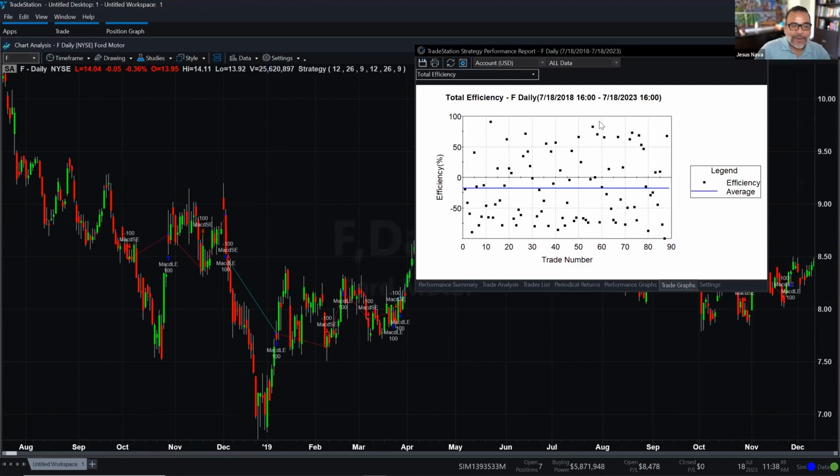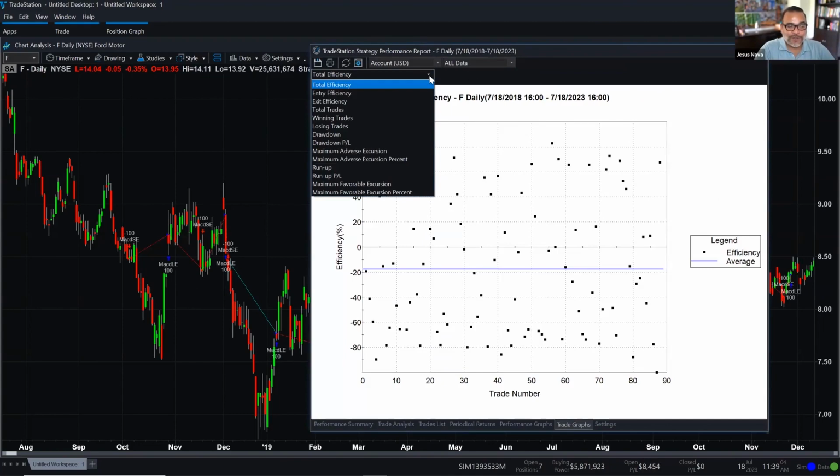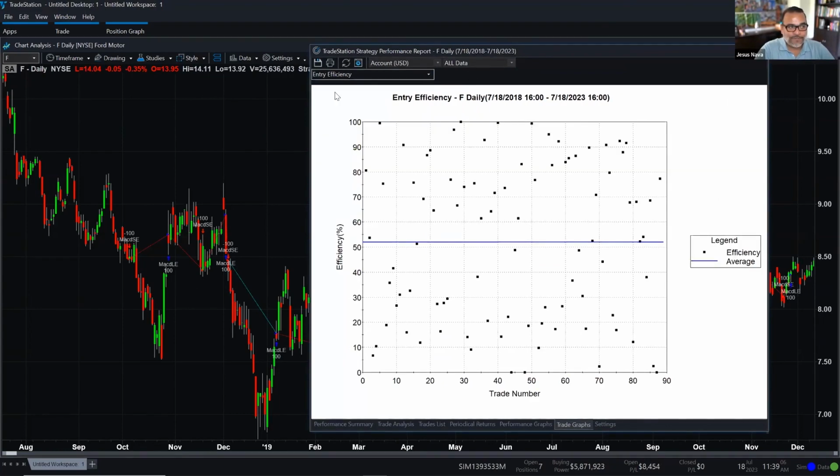Now it comes to splitting up the trade. Overall, the efficiency on this trade is a negative 19%. But let's take a look at the entry and the exit efficiency just to have a little bit better understanding of that specific trade. The way that I do that is I go over here to my graphs and I select entry efficiency and I look at that very first trade. Here's trade number 1. And you can see that the entry efficiency is 80.67. Not bad. We have an entry efficiency of 80%.